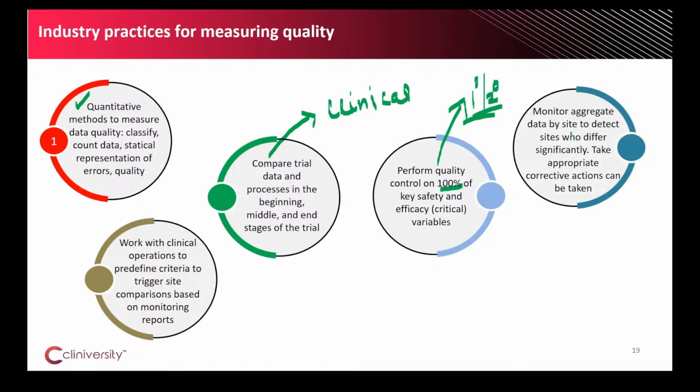Also, monitor the aggregate data by site to detect sites which differ significantly. A lot of times good trends are identified when the data is looked at as a whole, and appropriate corrective actions can be taken. An example would be, looking at all the data processes, the data that has been given by a specific site, there could be trends that can be drawn. For example, if there is over recruitment at the site and the number of AEs being reported constantly shows very little variation in the AEs. So the recruitment is high.